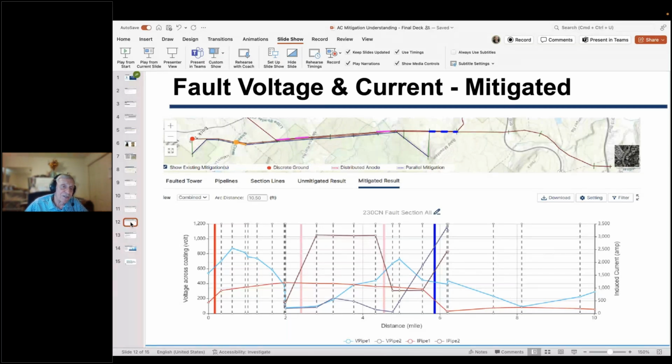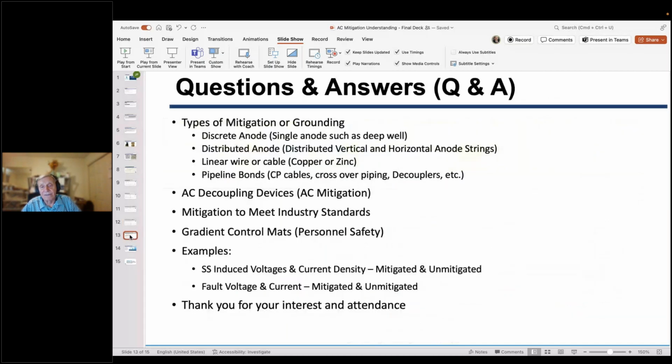And this is the voltage across the coating. And when you bring the voltage across the coating way down, you also bring down the step and touch potentials too. They follow along with the potential rise or surface potentials, whatever term you want to use. And you could quickly see the impact of what's going on here. So without further ado, Nick, I think the next slide is yours.